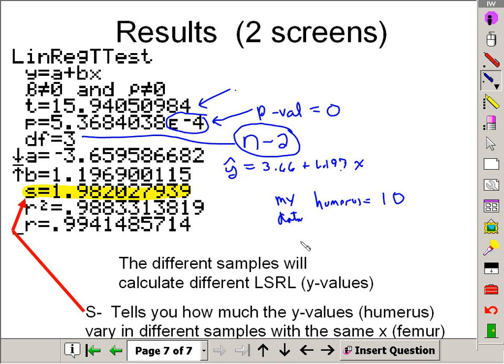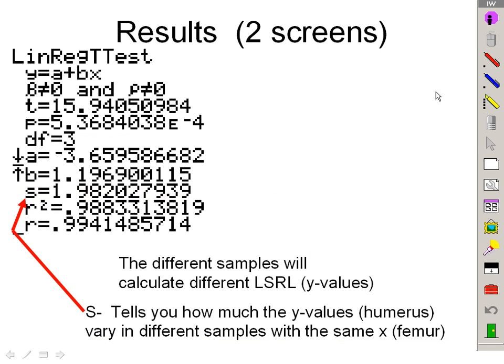What we're saying is, based on every possible least squares regression line, using the same femur length, where I got about 10, we might see other data give 10 plus 1.98, so about 11.98. So if the humerus length for my sample was 10, we might see other data have a humerus length of about 12. That's what this s value does, and you will see it in a moment on an AP question.